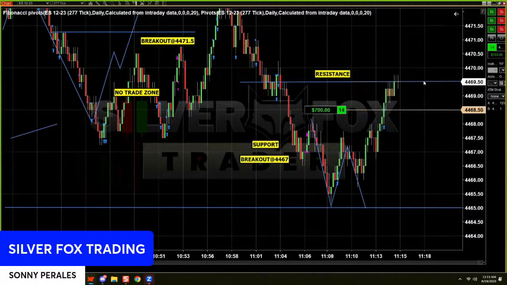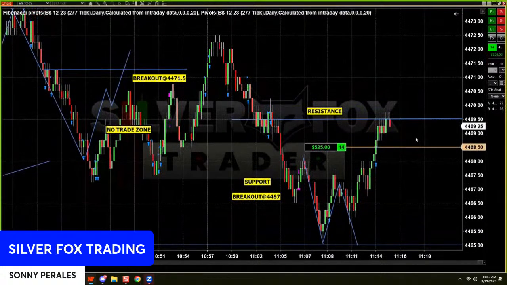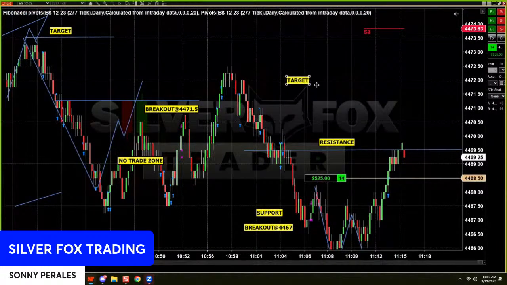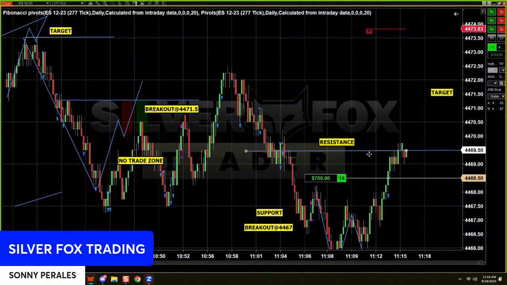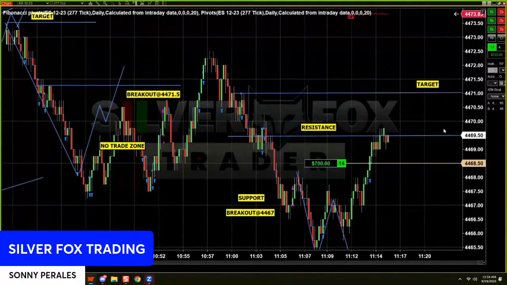Let's go. Why are you not pushing? This should push up to 71. 71 is a target. Come on, what are you doing? So once it retraces, this should retrace to 71.